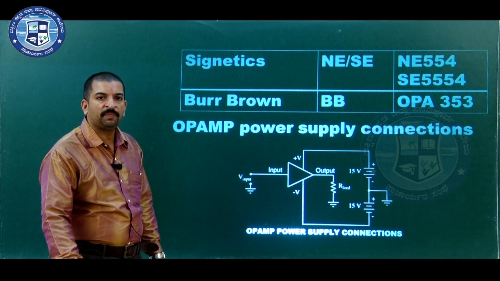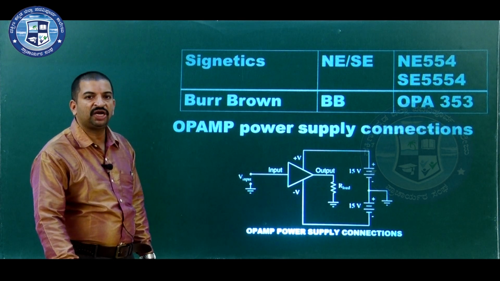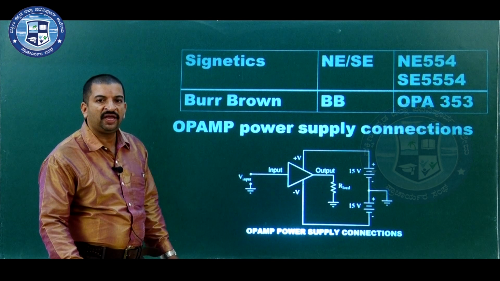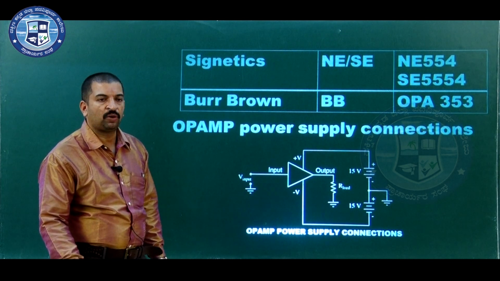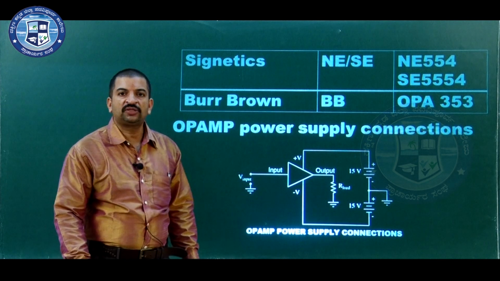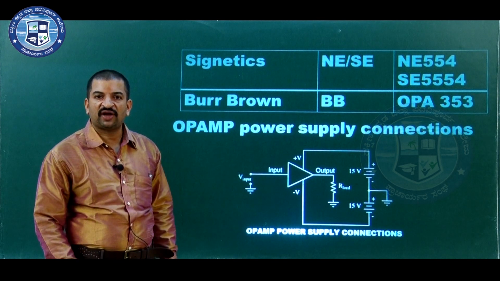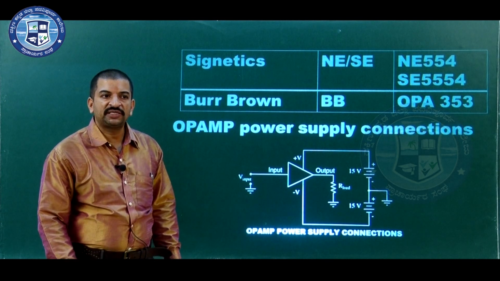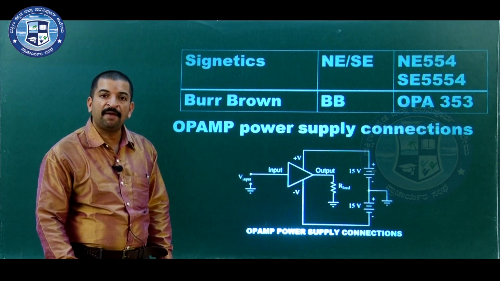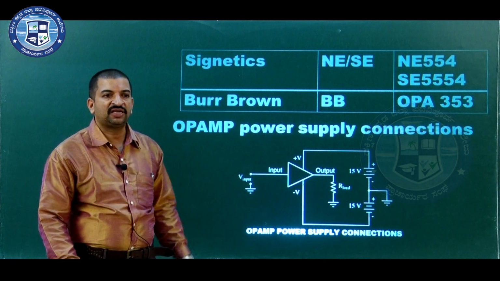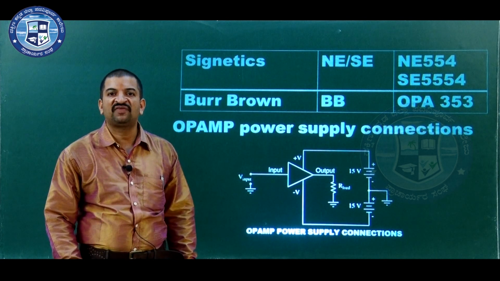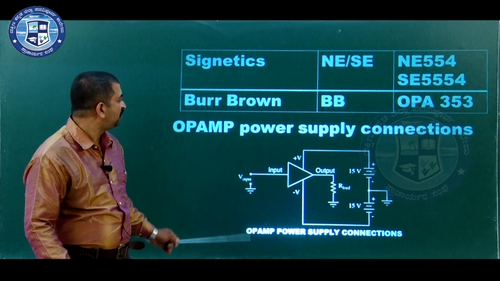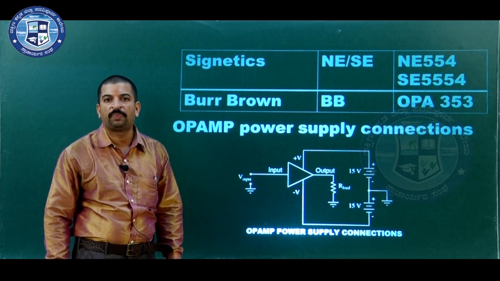Then another company, Burr-Brown, whose initial may be BB, but the starting letters may be OPA, for example OPA 353, which is also an op amp. Now, observe that there are different manufacturers of general purpose op amps, and all 741 ICs will have the same pin configuration, but as the number of the IC differs, the pin configuration and also the power supply range will vary. So now let us study the power supply connections of the op amp.